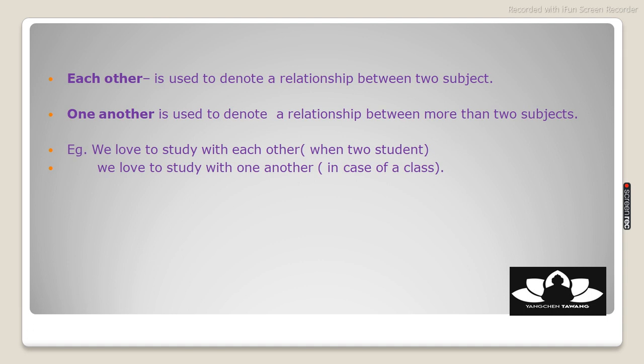When we denote a relationship between two subjects, we use each other. And when we want to denote a relationship between more than two subjects, we use one another. Always remember, between two subjects we use each other, and for more than two subjects we use one another. Now let's see the example.